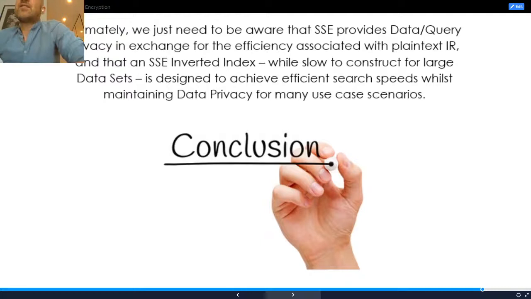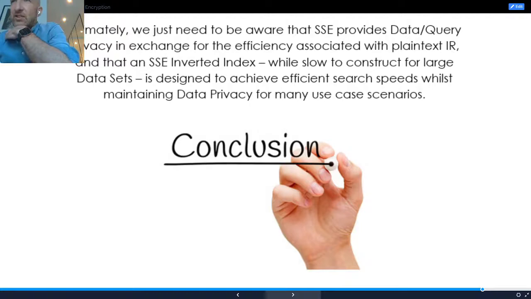Ultimately we need to be aware that searchable symmetric encryption provides data query privacy in exchange for the efficiency associated with plain text IR, and that a searchable symmetric encrypted inverted index, while slow to construct for large data sets, is designed to achieve efficient search speeds while maintaining data privacy for many use case scenarios.